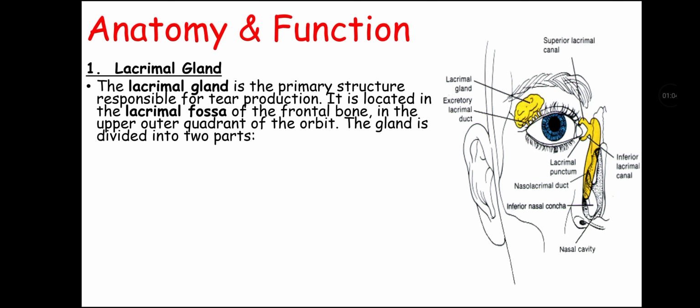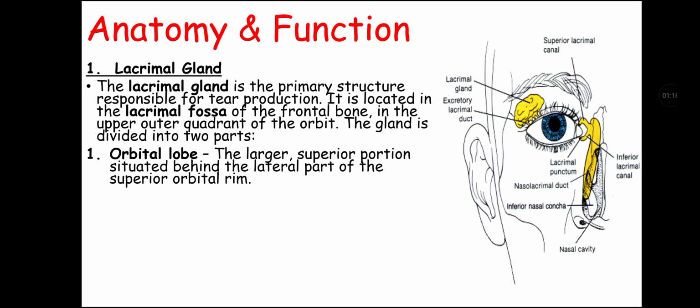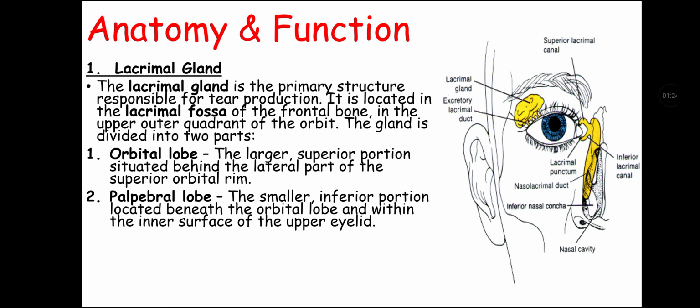That is the primary structure responsible for tear production, and it is located in the lacrimal fossa of frontal bone in the upper outer quadrant of the orbit. This gland is divided into two parts. The first is orbital lobe, that is large superior portion situated behind the lateral part of superior orbital rim. Second part of lacrimal gland is palpebral lobe, that is smaller inferior portion located beneath the orbital lobe and within the inner surface of upper eyelid.